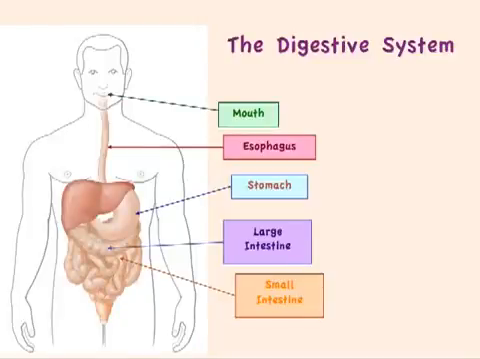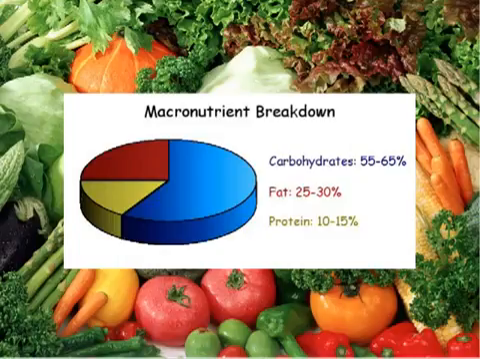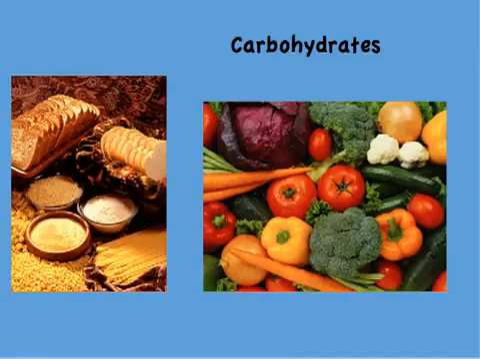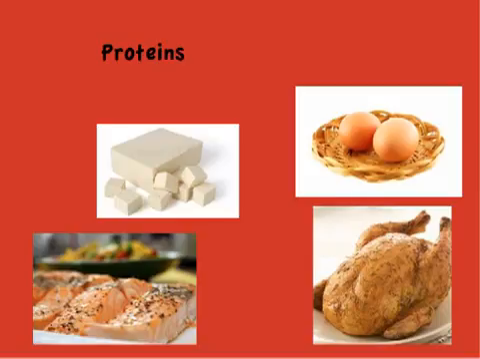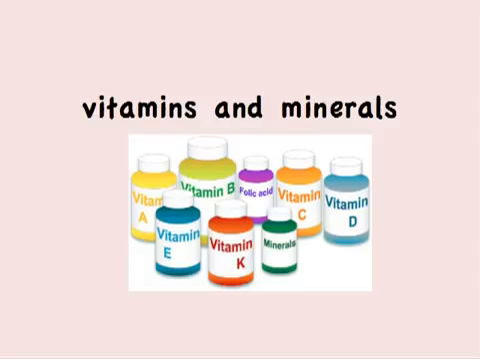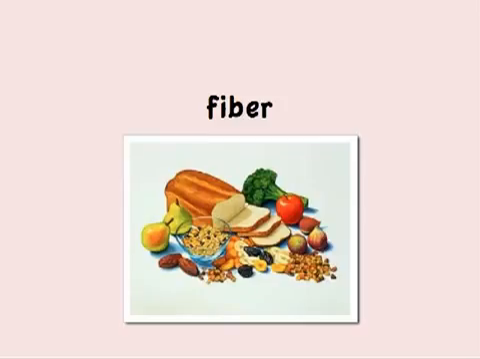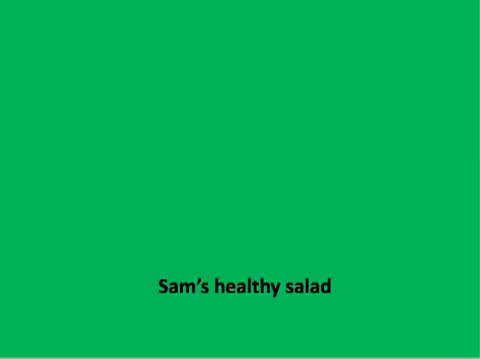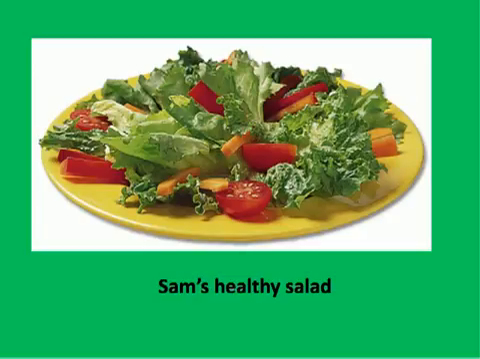The anatomy of the digestive system. After learning such great information about the major macronutrients, including carbohydrates, proteins, and fats, as well as the importance of water, vitamins, minerals, and fiber, Sam has decided to eat a balanced meal in order to keep healthy.